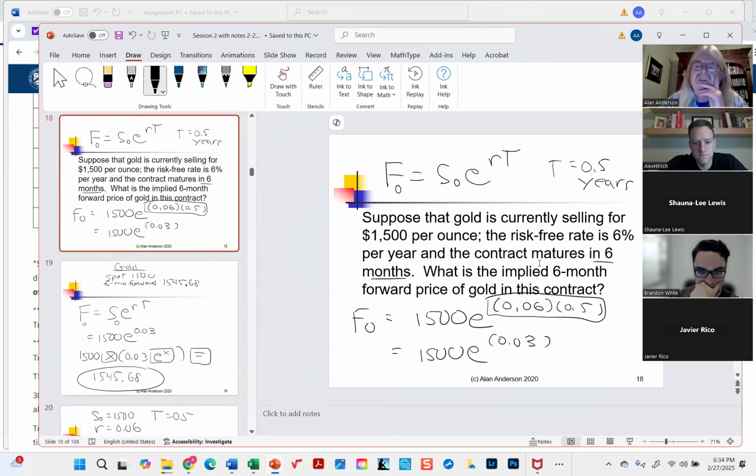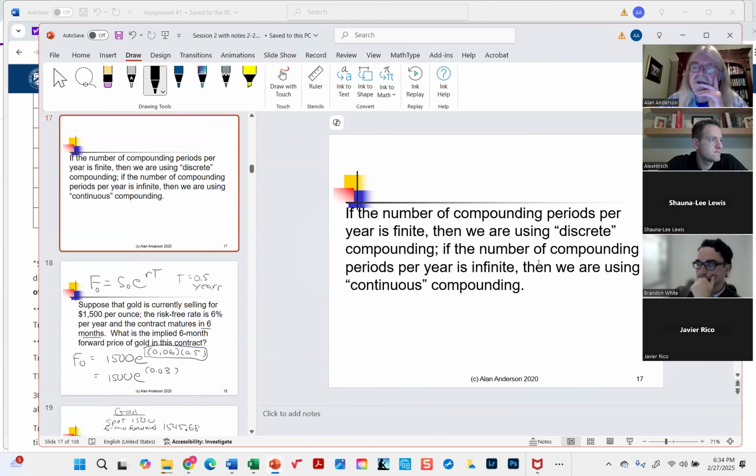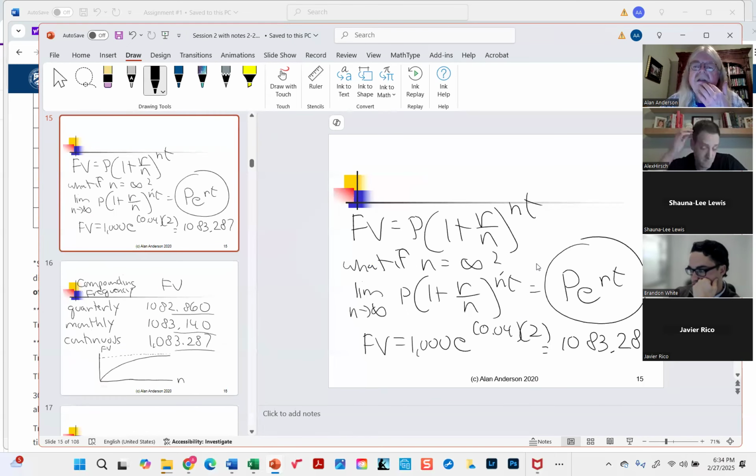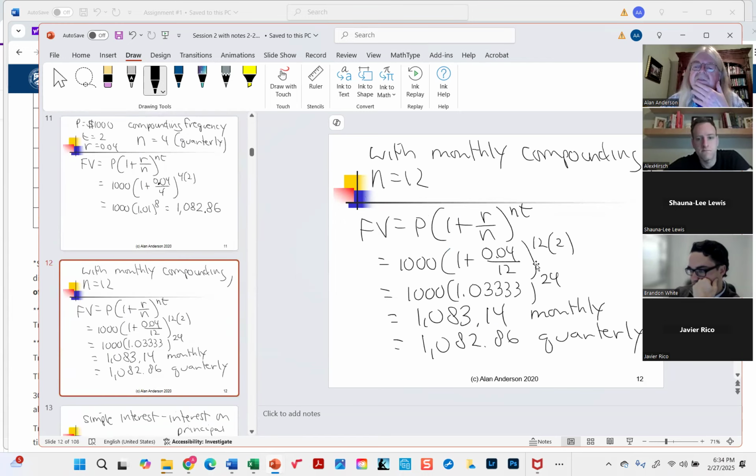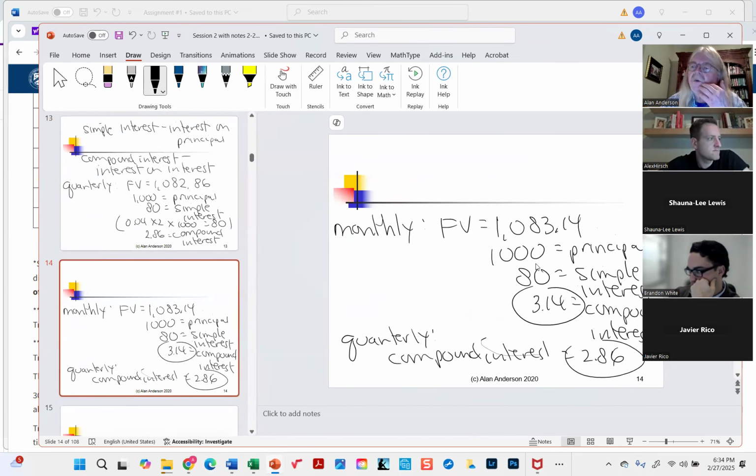So that is how you would determine the cost of delivering gold through a contract in 6 months. So you would sign the contract and you would agree that in 6 months you will pay 1545.68 for every ounce of gold that you want to buy.